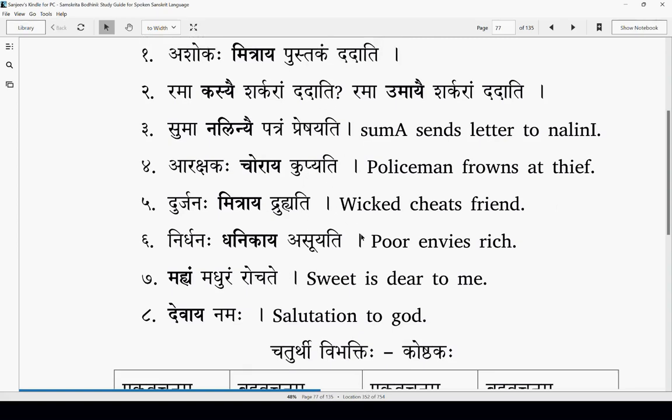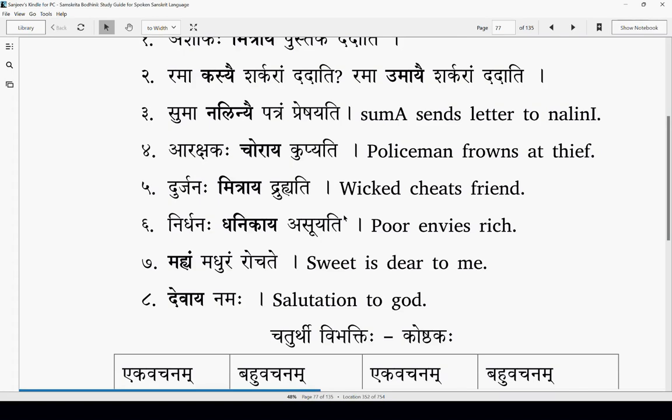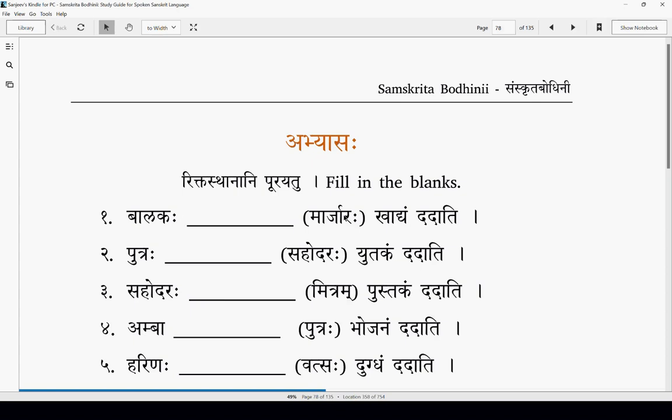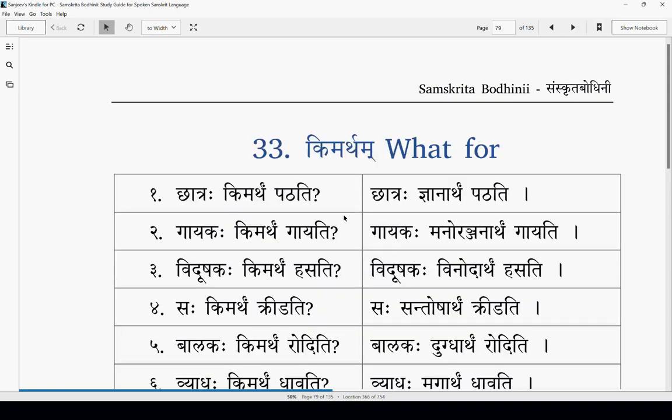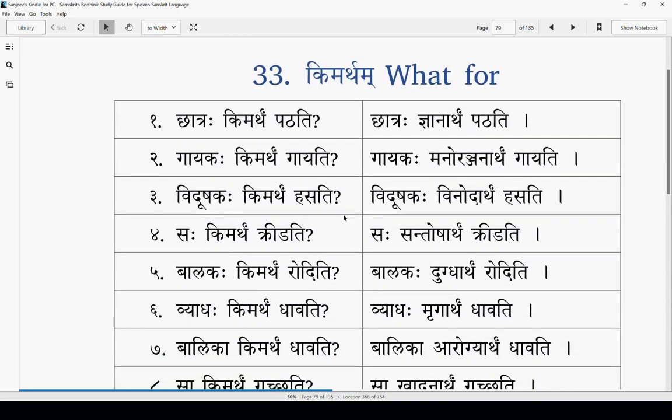Now, like Bahi was related to Panchami, with Bahi, Panchami is used. With Vamataha, Dakshinataha, Adha, Shashti is used. Similarly, we have Kimartham. The question Kimartham is related to this Chaturthi. Let's see how. Okay. Sujata Bhagini, Kripaya Patatu.